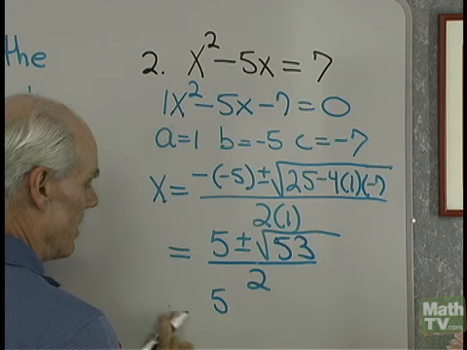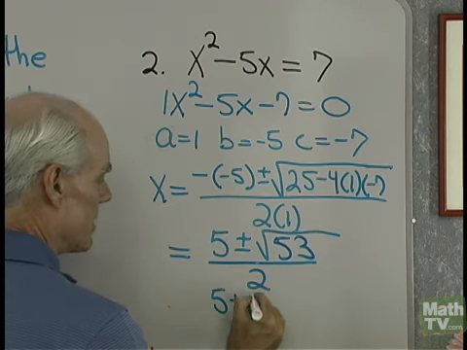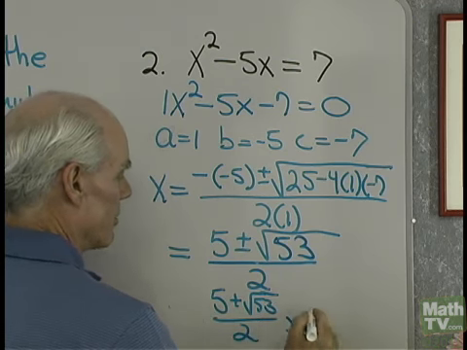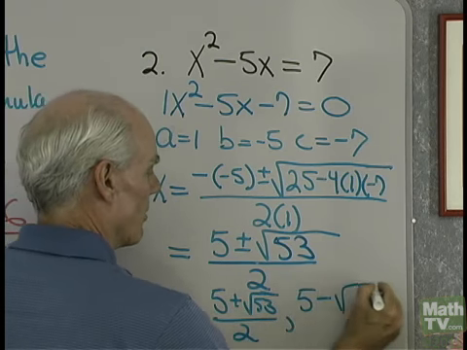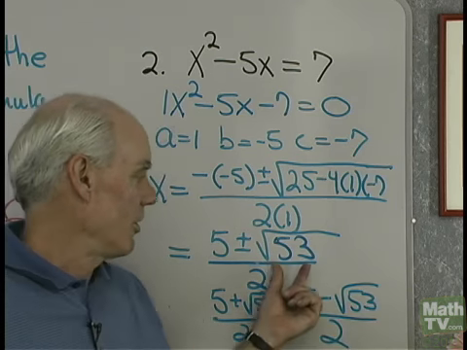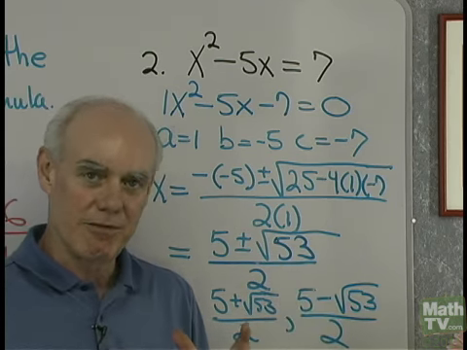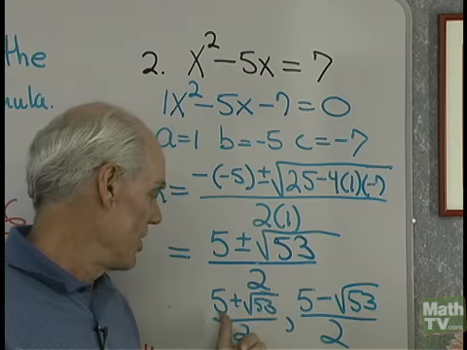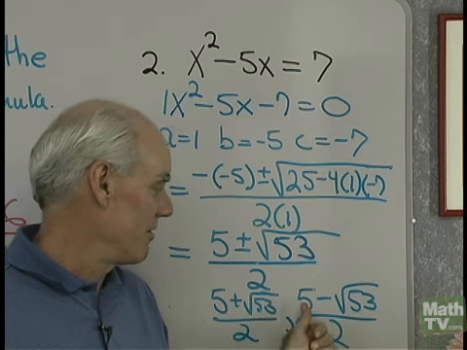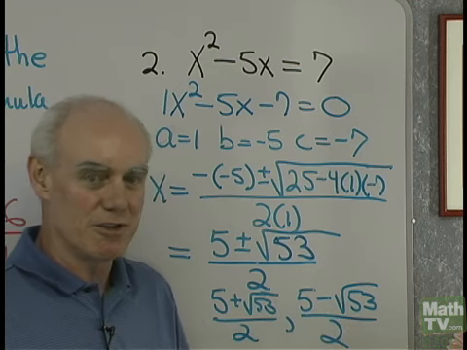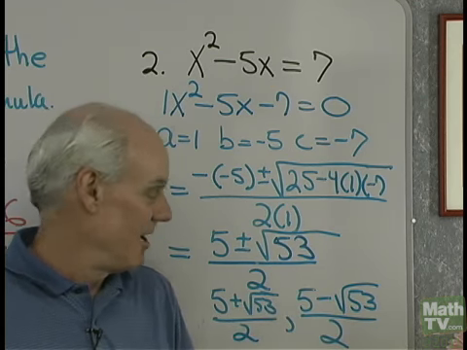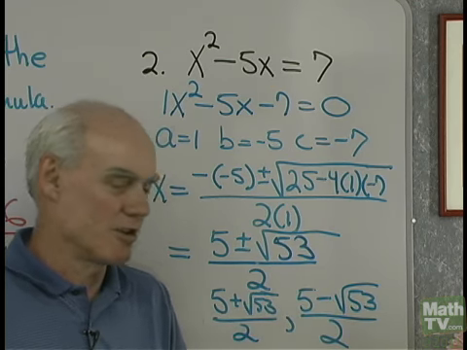One is x equals 5 plus square root 53 all over 2. And the other solution is 5 minus square root 53 all over 2. So even though I can't simplify this and get a nice number for the solution, I still have two solutions. With the calculator, I can get a nice decimal approximation to these and give me a better idea of what the solutions look like.